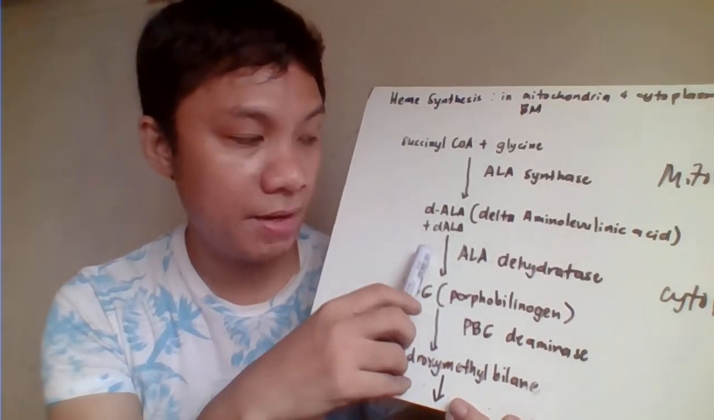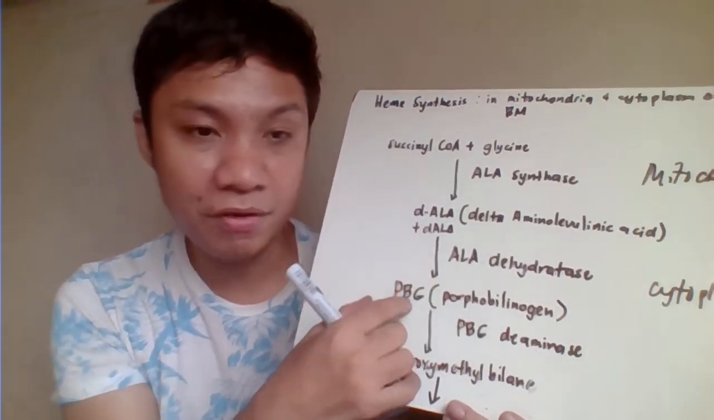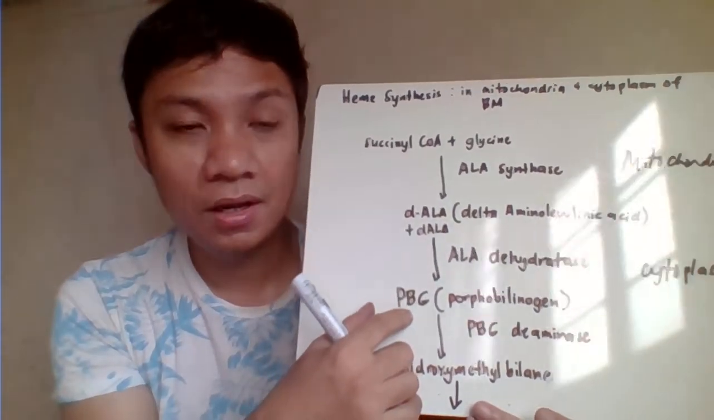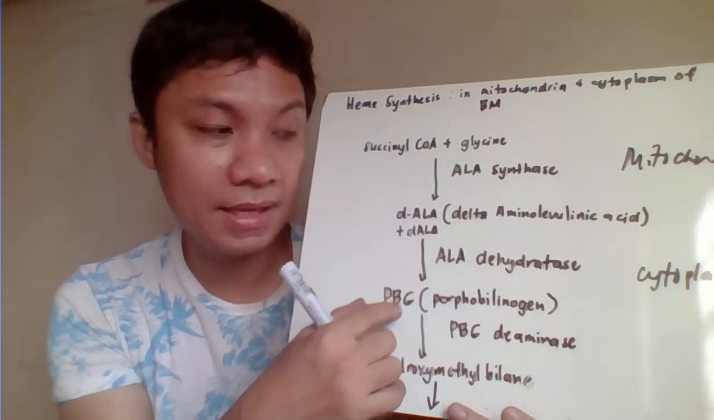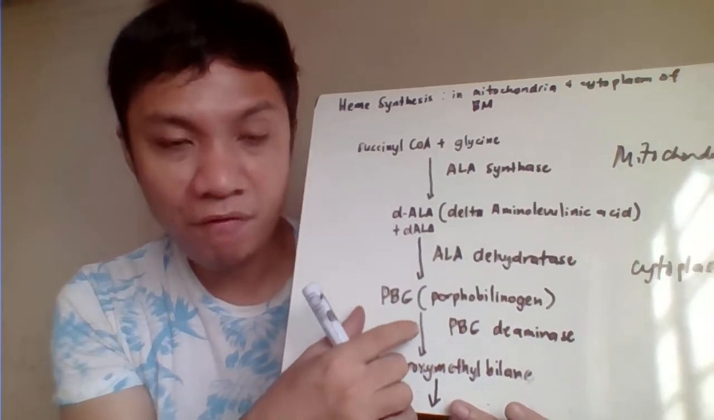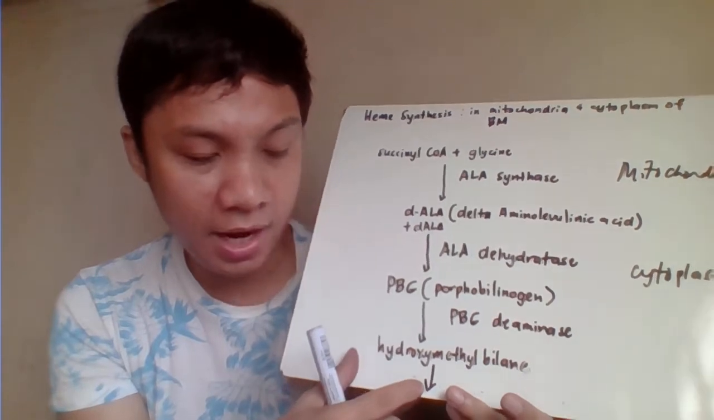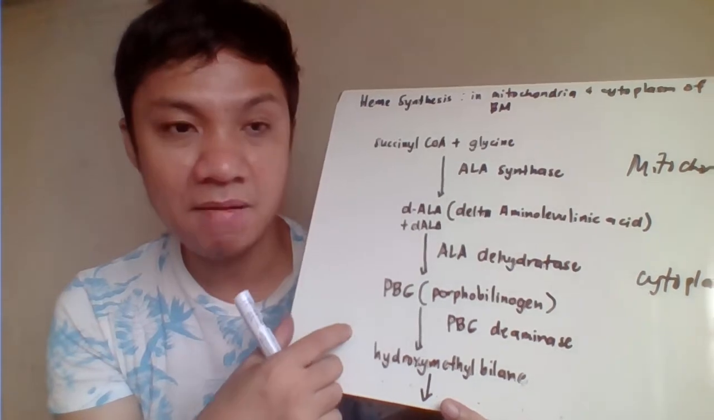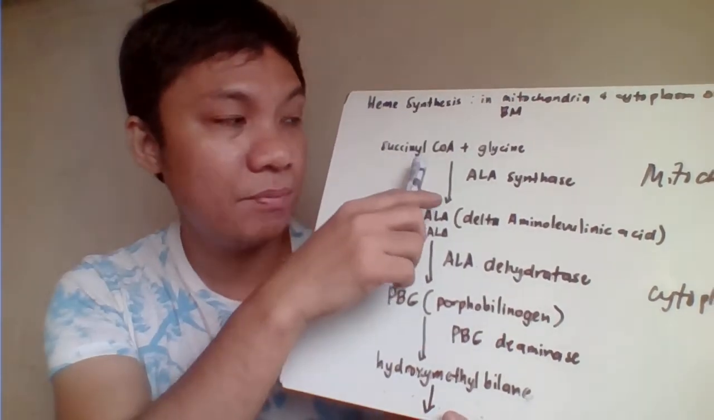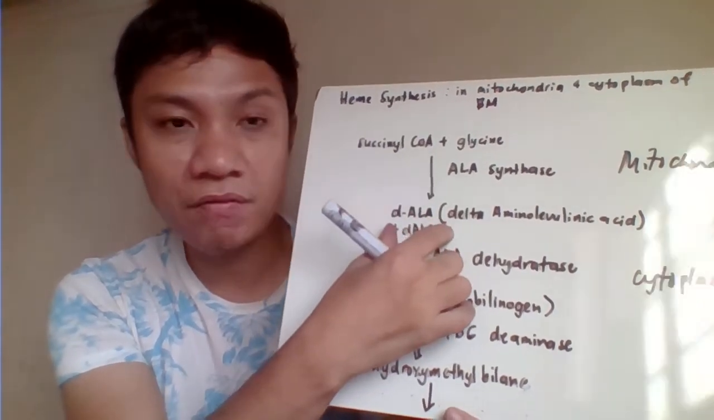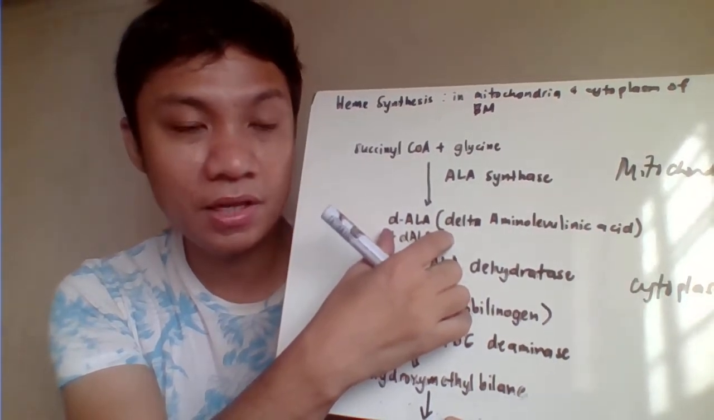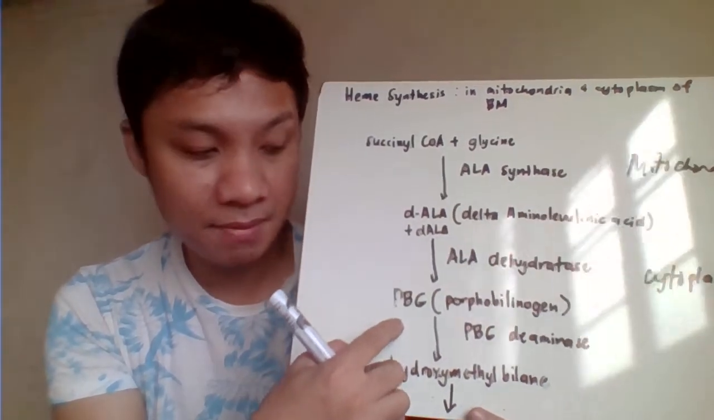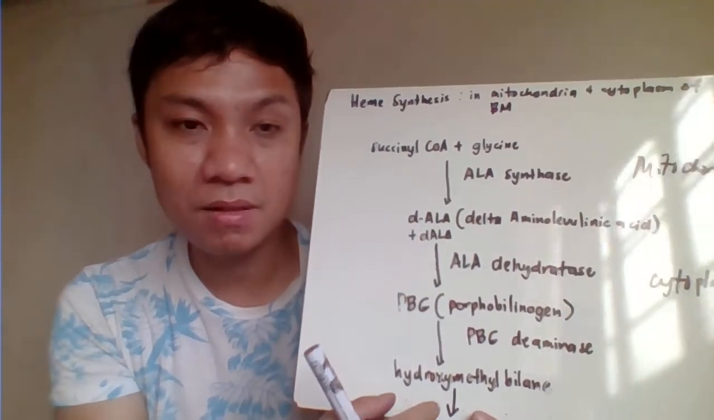Okay, then after that, pagpasok sa cytoplasm, it will be converted to become here your porphobilinogen, catalyzed by the enzyme ALA dehydratase. Then your porphobilinogen will be converted to your hydroxymethylbilin by the enzyme porphobilinogen deaminase. Okay, ulit, the first step, conversion to your DALA, would eventually be taking place in your mitochondria. Then papasok ito sa ating cytoplasm further to this one. So hydroxymethylbilin.